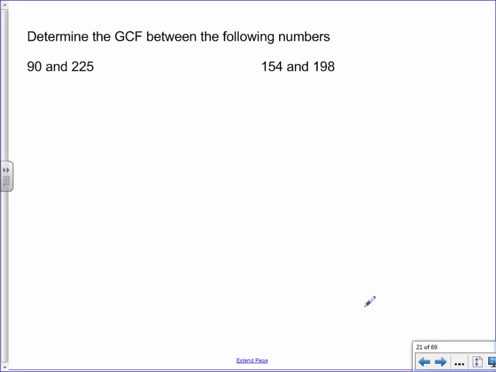Right off the bat, if you're doing 90, it's even, you divide by 2, right? And if it ends in 0, you divide by 10. Make sense? So basically, you need to do factor trees for both of them.